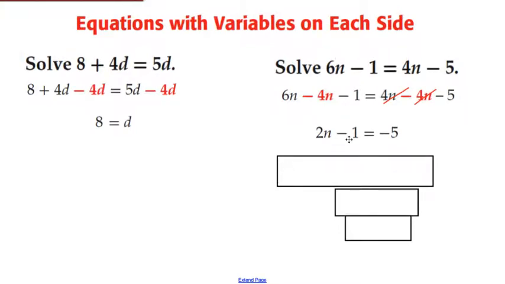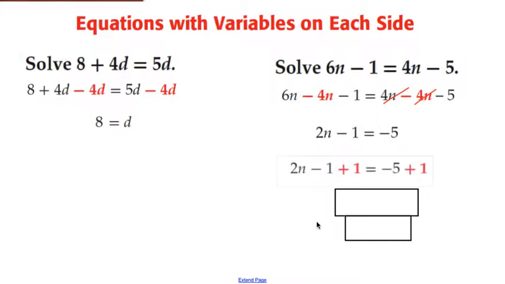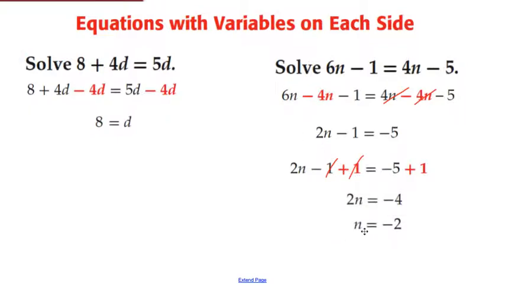Be careful with your signs, your negative signs. To get rid of the minus 1, we need to add 1 to both sides. So we're going to go ahead and do that. And again, a minus 1 and a plus 1 add to 0. So we get 2n equals negative 4, and dividing by 2 on both sides, n is negative 2.